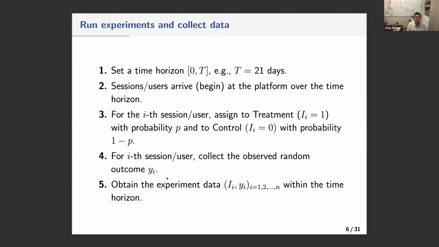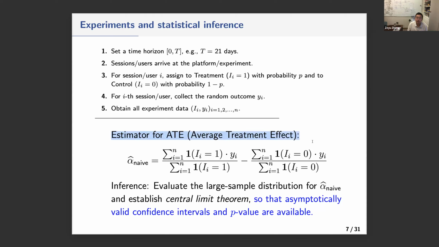And the estimator for the average treatment effect in the naive setting, naive doesn't mean bad, it more means that it's simple. In the standard setting we take all the samples assigned to treatment, compute their average using their random outcome, and then subtract the sample average for the control. For this simple estimator, by statistical inference we really mean evaluating the large sample distribution of this estimator and building a central limit theorem.